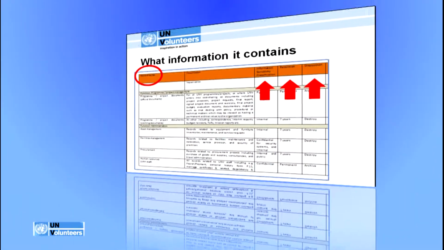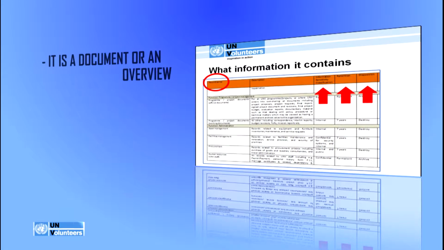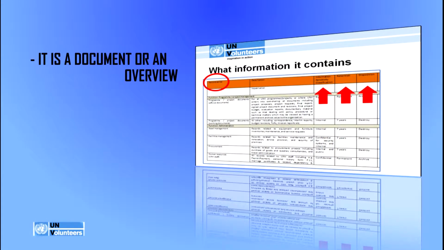A retention schedule is probably the most important tool of any records management program. It is a document, or rather an overview, which provides information of which record series, or simply records, have been identified within the organization, together with, for each record series, the criteria of how long the records must be retained and what to do with them post-retention.